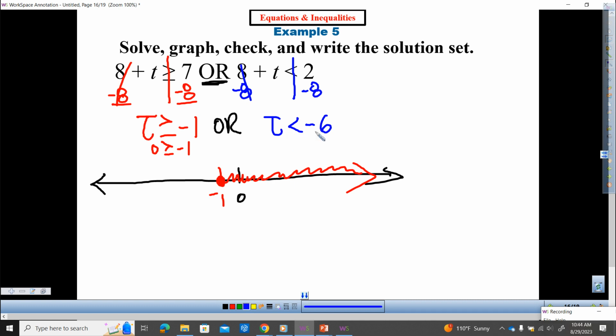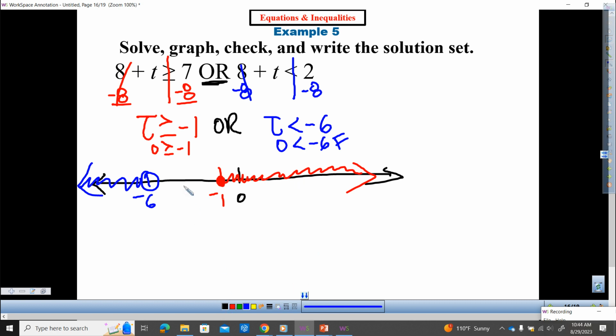Next, the other dividing point is what? Negative 6. Open or closed point? Open. I'm going to test the 0 as well to see if I shade towards 0. Is 0 less than negative 6? No, that's false. So I don't shade towards 0. I shade the other side. What do you guys notice? Mr. Q, they don't intersect.